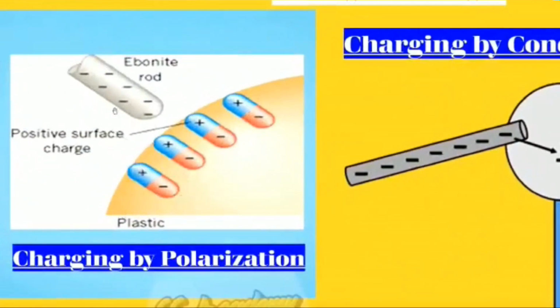In case of charging by polarization, it must be noted that no net charge can be produced. However, the electric force of the charged rod would have some effect on the insulating material that would cause slight separation of positive and negative charges in the molecules of the insulating materials.